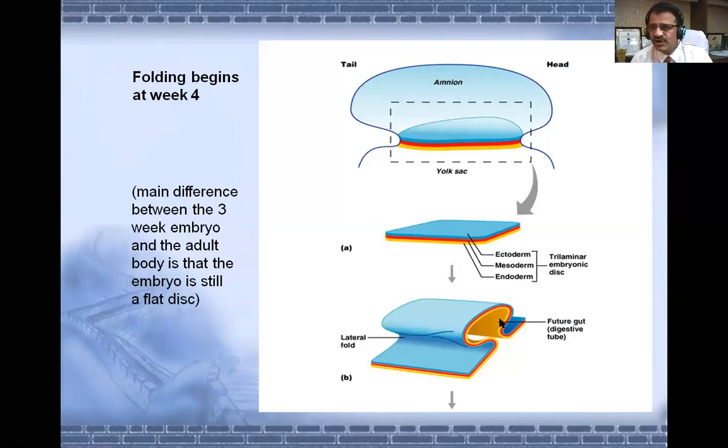So folding is going on, you can see, and this yellow color is the innermost plate or layer, the endoderm. So the endoderm has to go inside, and the bluish ectoderm has to come outside. So ectoderm, mesoderm, endoderm, you can see in this picture. The main difference between the 3-week embryo and the adult body is that the embryo is still a flat disc. So at the 3rd week the embryo is a flat disc, and the body is cylindrical. So for the sake of a cylindrical body, it has to fold, rolling or folding.